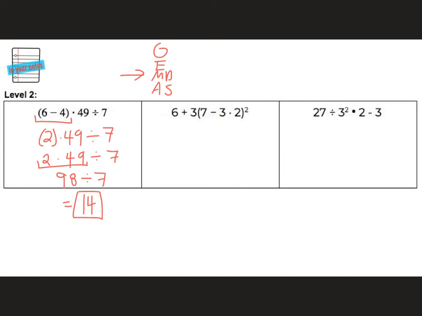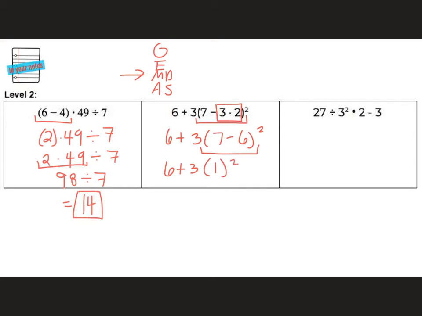Our next one here, starting inside the parentheses. So I have subtraction and multiplication inside the parentheses. We are going to go ahead and start with our multiplication. So we'll have 7 minus 3 times 2 is 6. We still got some business to take care of inside of those parentheses. 7 take away 6 is 1.